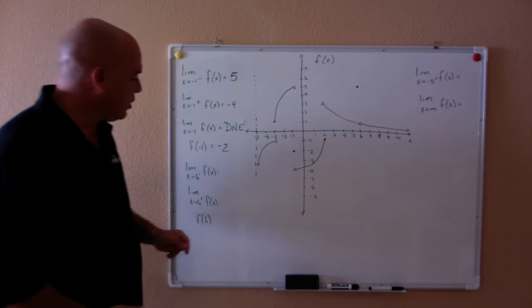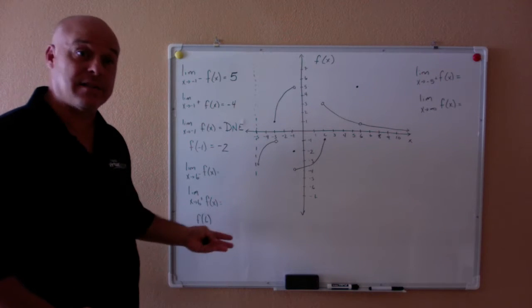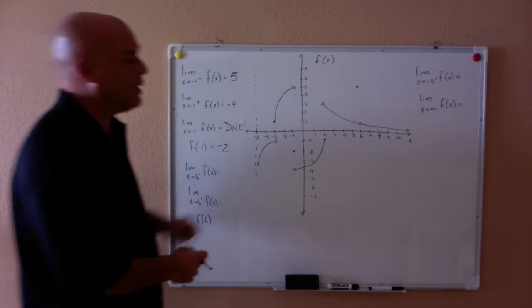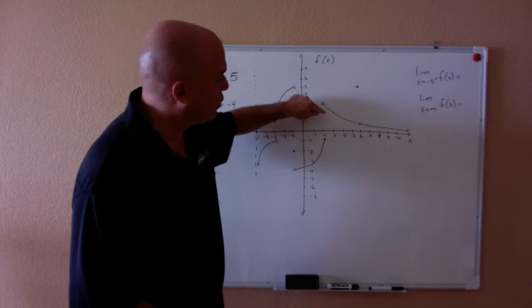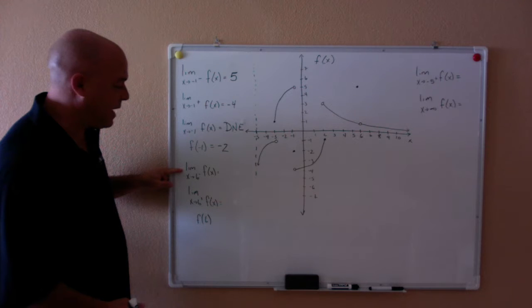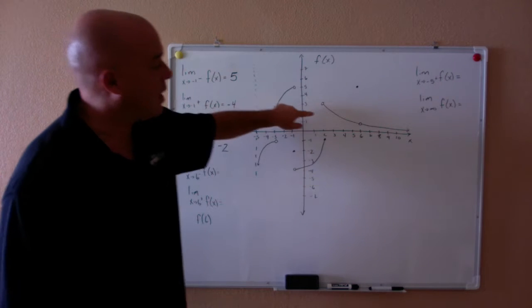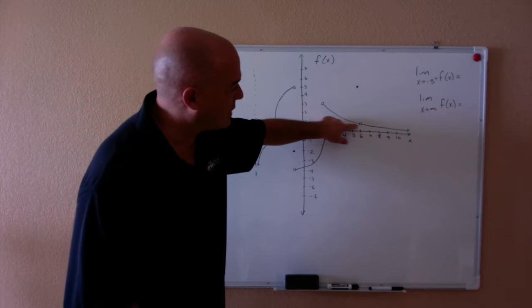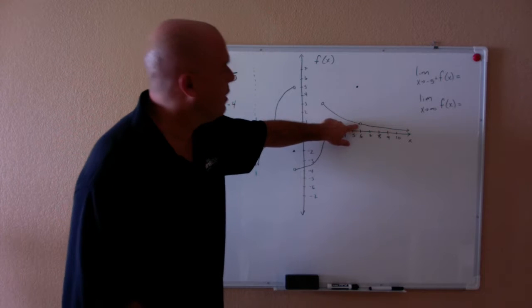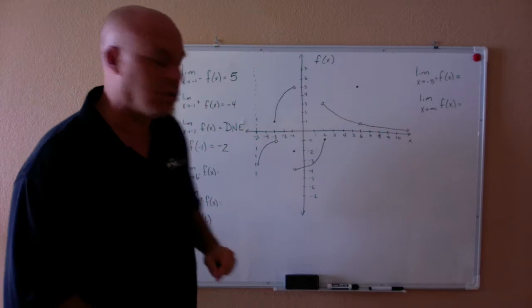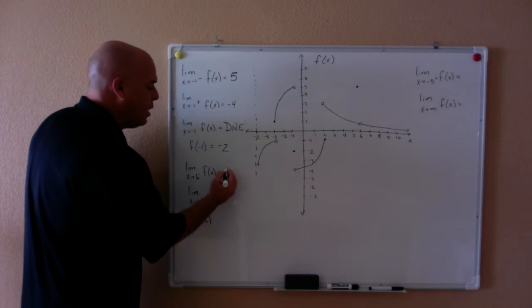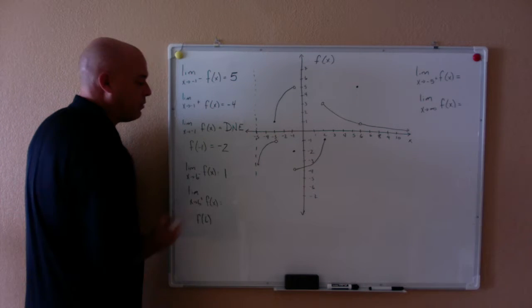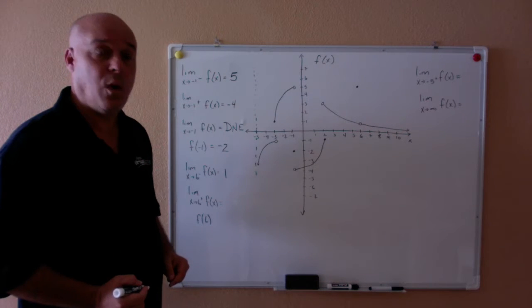The next one that we want to look at is what's happening at 6 from the left and from the right. And so again, here's x equals 6, so the first one asks me to look at what's happening at 6 from the left-hand side. And so we're going to follow the function all the way down as x gets closer and closer to 6. The function value gets closer and closer to 1. And so the limit as x approaches 6 from the left is going to be 1.